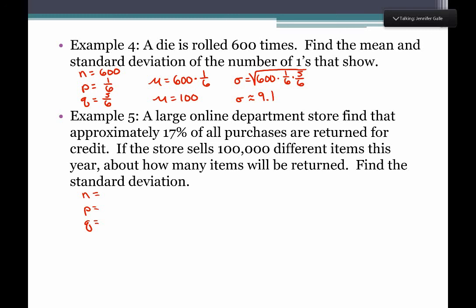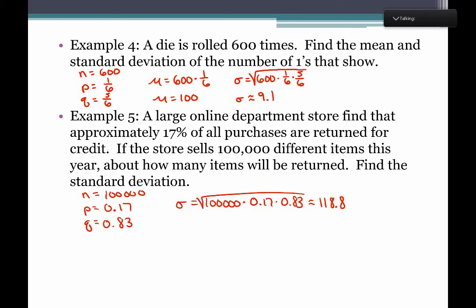All right, so we had 100,000 packages. The probability of success is 17%. We just want standard deviation, so we do need that square root piece in there. So just be very careful, again, that idea of success versus failure on this. We have to be very careful.